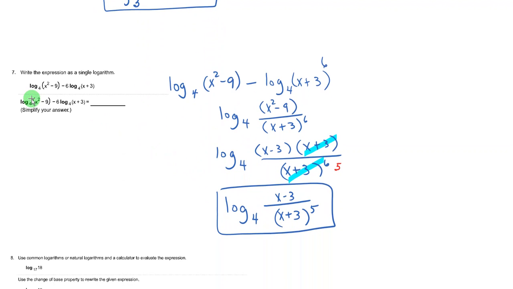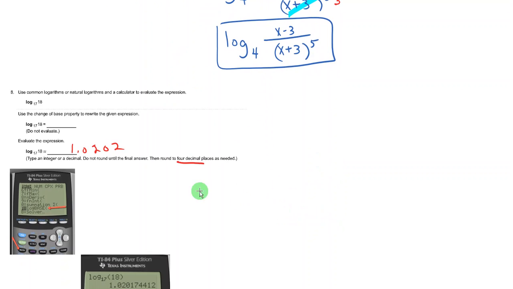Number 7, this is a subtraction. We're supposed to write it as a single log. So log base 4 of this minus, what did I do here? I put that 6 to the power. Now I can write it as a quotient, x squared minus 9 over x plus 3 to the 6th. Remember, we're going to factor that top because we know there's an x plus 3 in there. So x minus 3, x plus 3 over x plus 3 to the 6th. That one can cancel out and we lose one of these. So now we have log base 4 of x minus 3 over x plus 3 to the 5th.